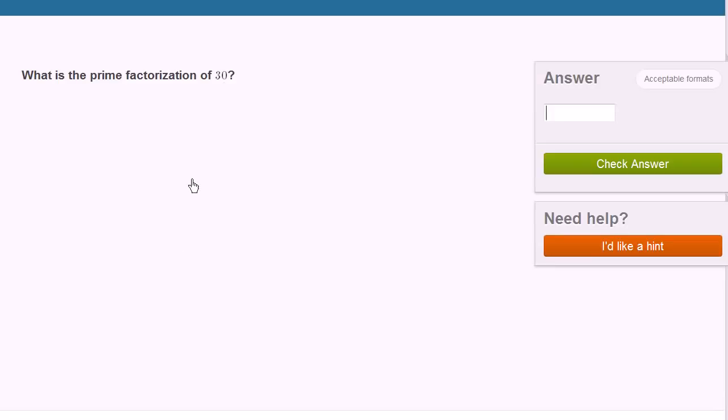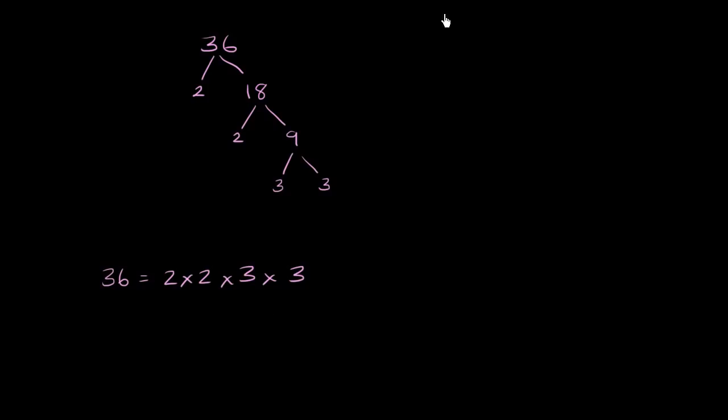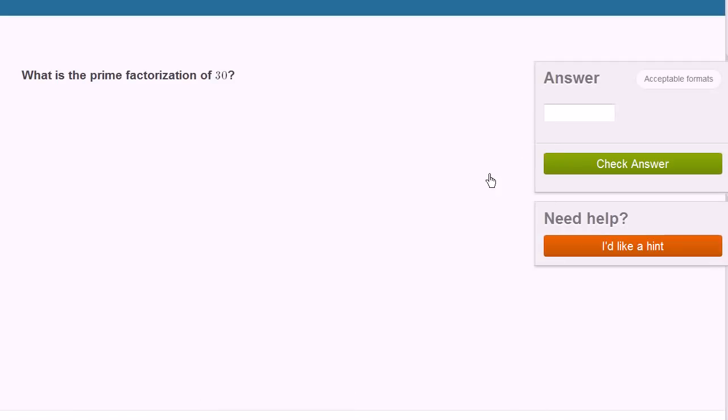What is the prime factorization of 30? So I'll get my scratch paper out again. We'll do the same process. 30 is divisible by 2, so we can write that as 2 times 15. 15 isn't divisible by 2, but it is divisible by 3. It's the same thing as 3 times 5. Both 3 and 5 are prime numbers. They are only divisible by 1 and themselves. So the prime factorization of 30 is 2 times 3 times 5. Let's enter that in. So it is 2 times 3 times 5.